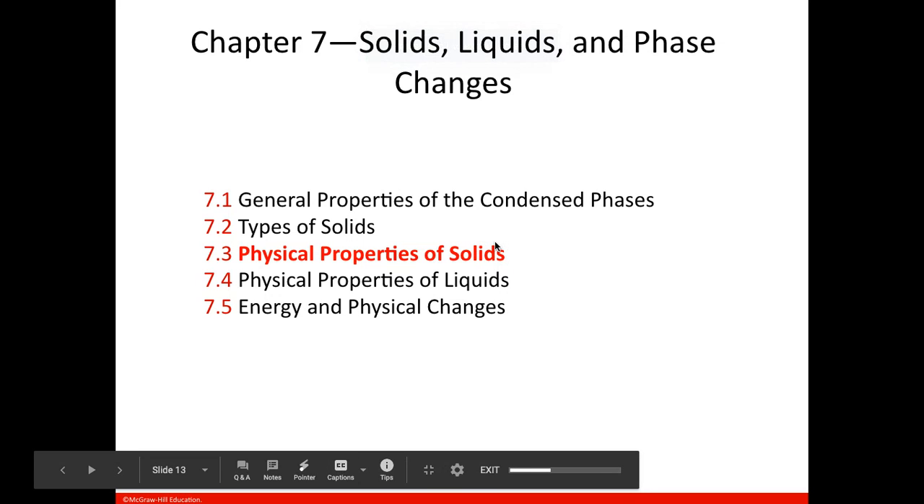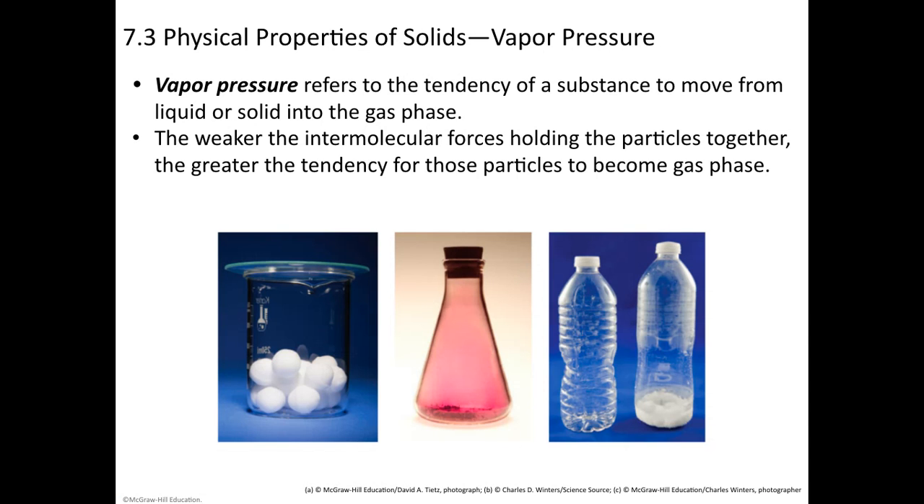So in this section, we're going to be looking at the physical properties of solids. The first thing that we're going to talk about is something referred to as vapor pressure. And again, you can think of it as pressure. It's how much gas actually forms from a substance, or the tendency of that substance to go into the gas phase. It's not as large of a property in solids as it is in liquids.